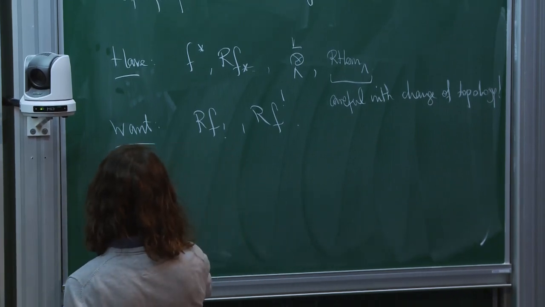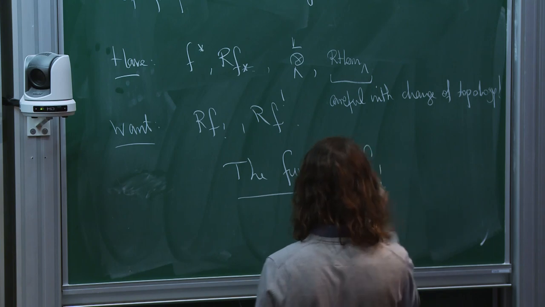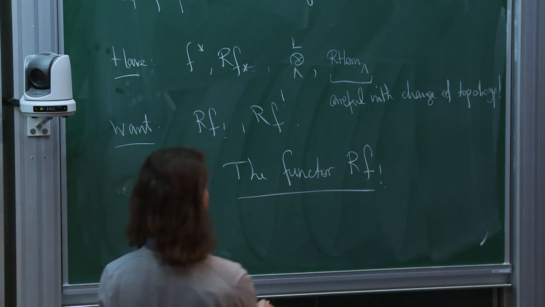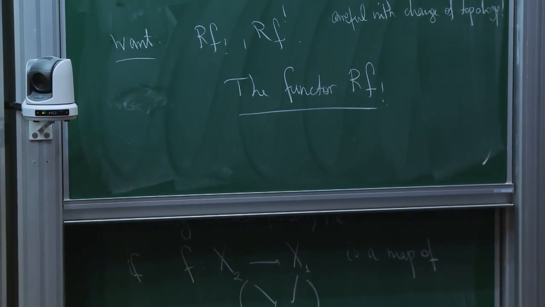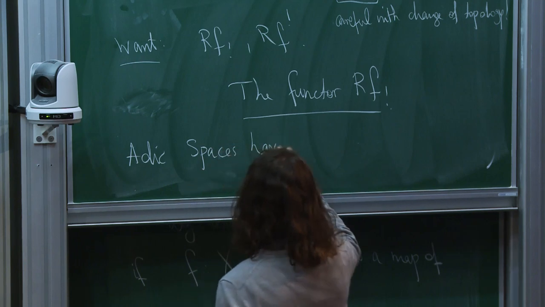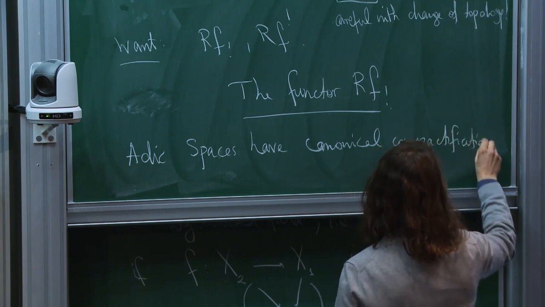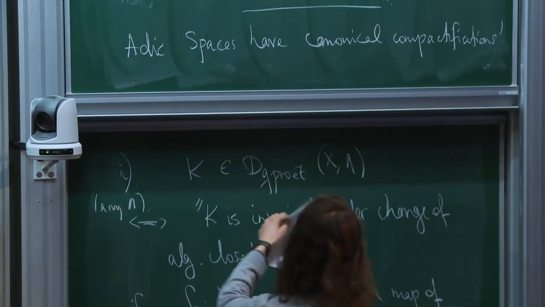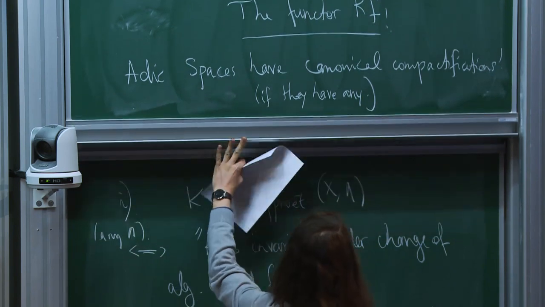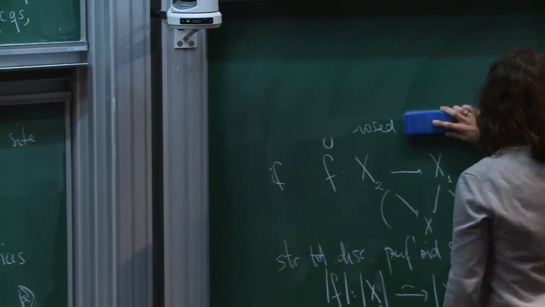Okay, so we want to define a functor. Okay, so that makes this a heading. Functor RF lower shriek. So one very nice feature of adic spaces is that they have canonical compactifications, if they have any. But they don't look like what you would expect a compactification to look like. So let me first do an example, because it's really important to first understand this one example.